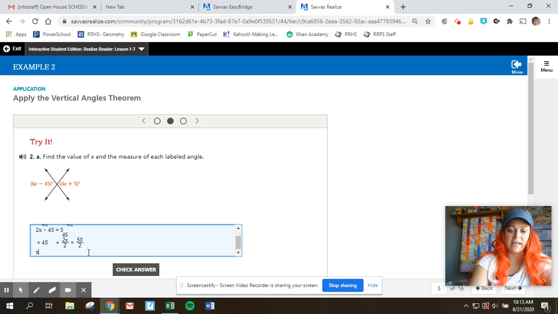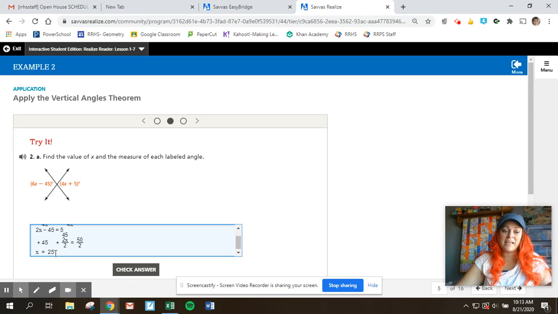Okay, so I have x equals 25. And then that would be my result. If it says, let's say, find the value of x, period, then I would be done. X equals 25. But it says find the value of x and the measure of each labeled angle.